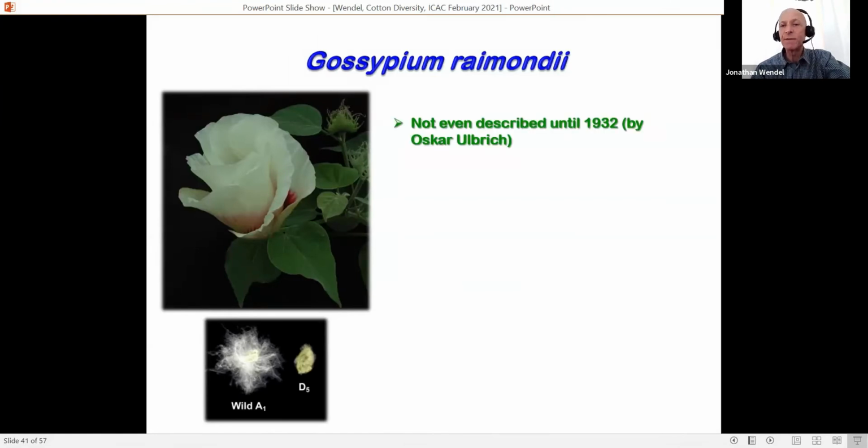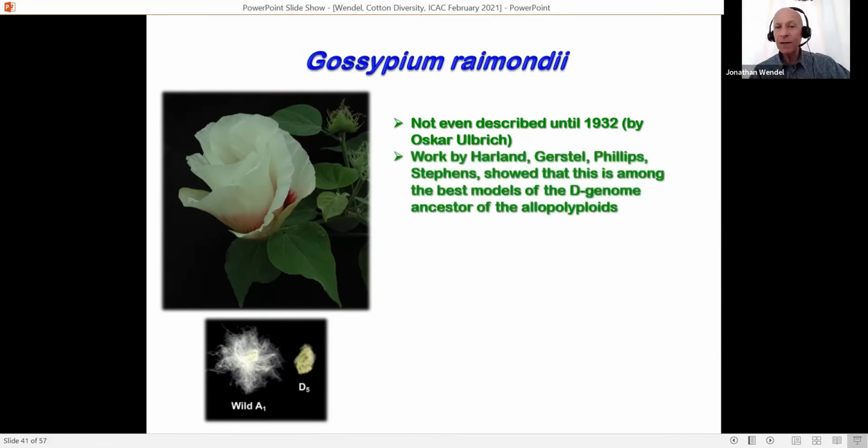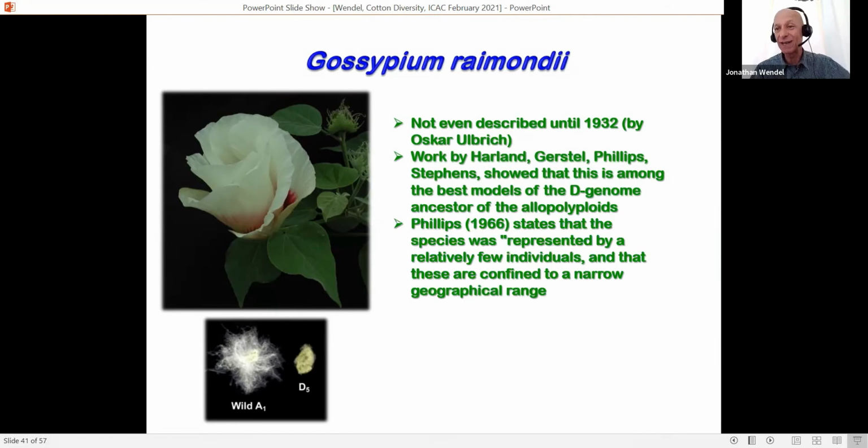This species wasn't even described until 1932 by Oscar Ulbrich. So if you've seen Gossypium raymondii Ulbrich, that's this guy. Then a lot of people showed that this is among the best models of the D genome ancestor. We've sequenced it. It is the best model of the D genome of the allopolyploid cottons.